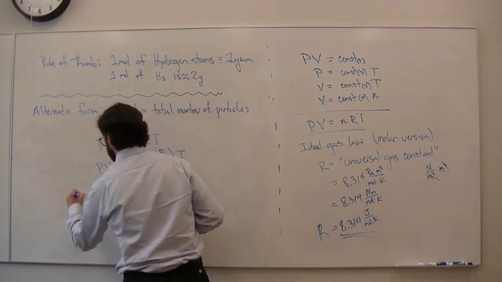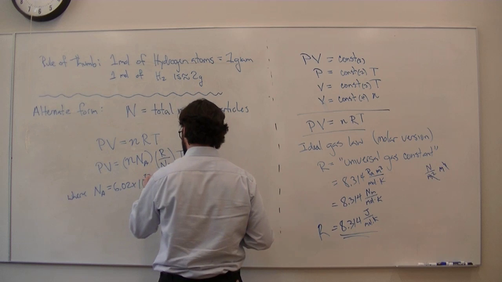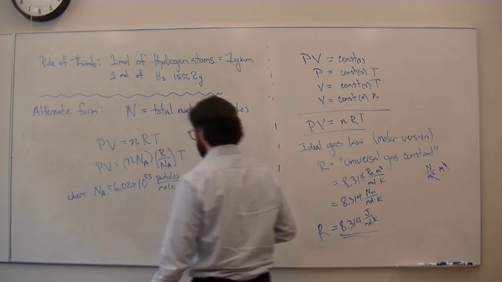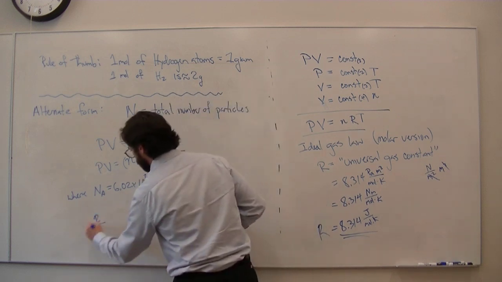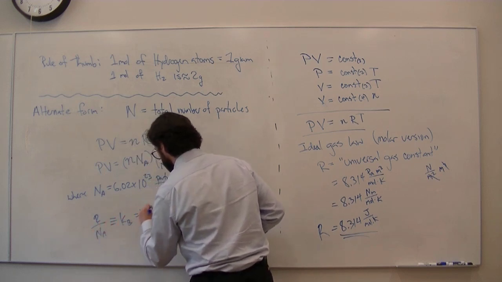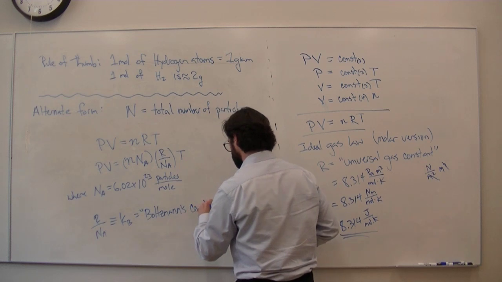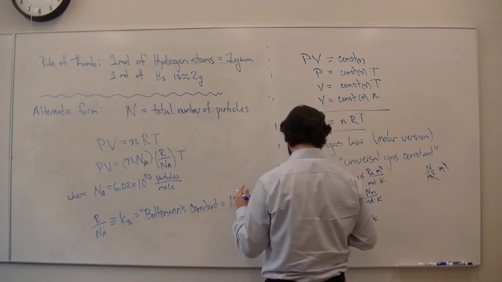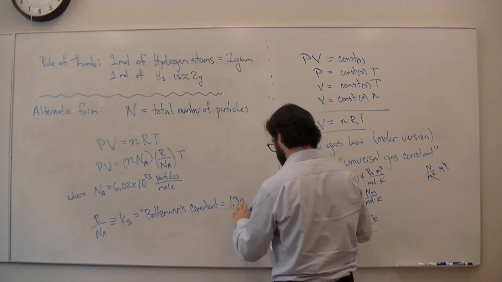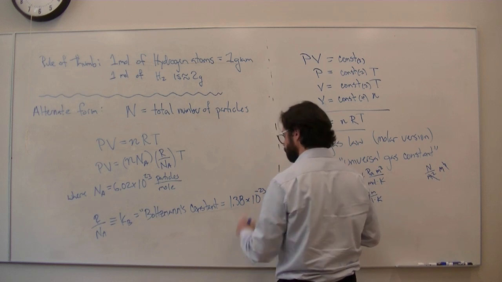Where N_A is 6.02 times 10 to the 23rd particles per mole. And that would make this thing R over N_A, which is defined as k_B, called Boltzmann's constant. It's 1.38, as far as your book goes, we'll just call it 1.38 times 10 to the minus 23 joules per Kelvin.